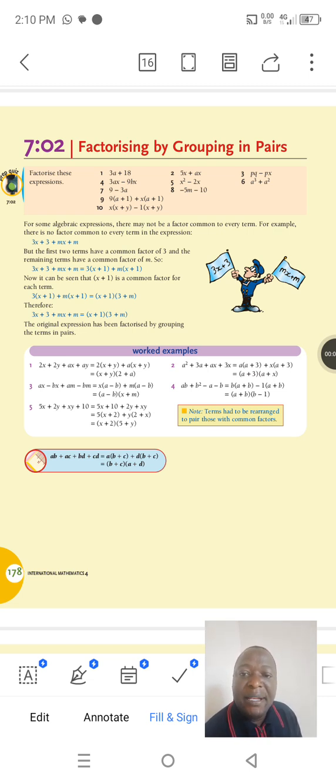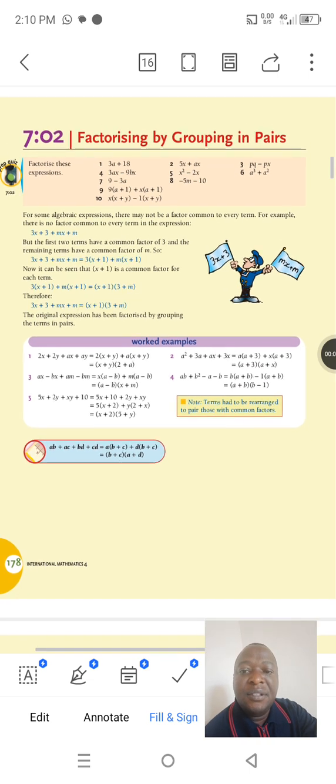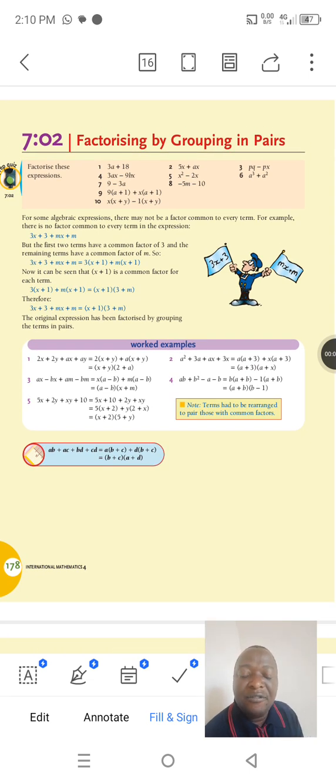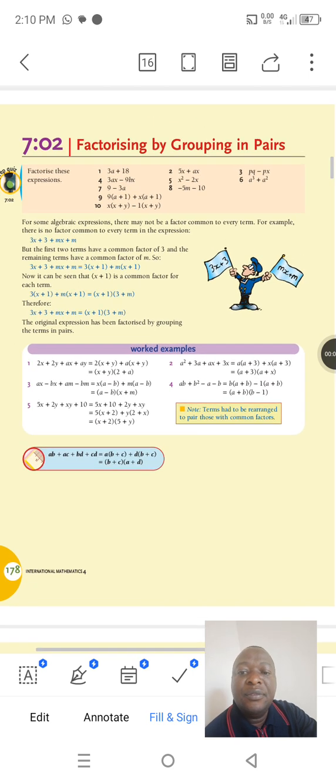When you are doing the pairing, you do it in such a manner that each pair has a common factor. If they do not have a common factor, then you need to do some rearrangement of the terms. But for our case, that is for 3x plus 3 plus mx plus m, if we pair the first two terms, that's 3x plus 3, there's a common factor of 3. If we pair the last two terms, that is mx plus m, the common factor is m. So this one we just pair directly.